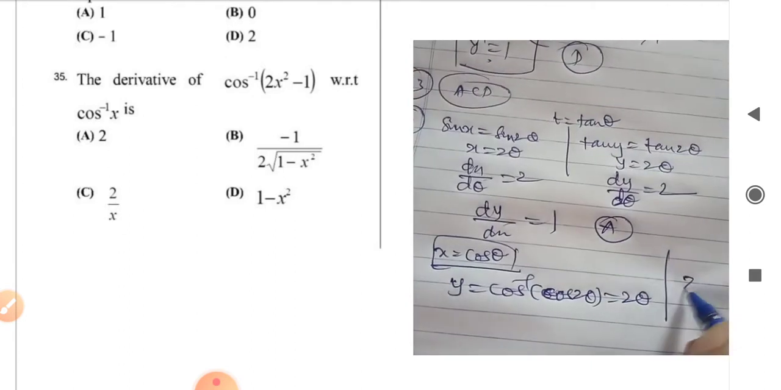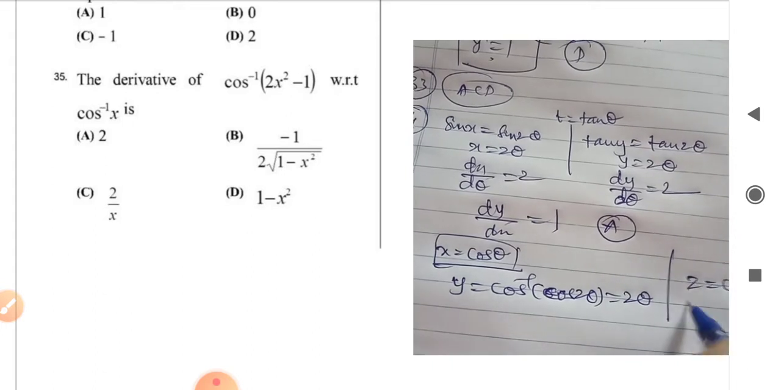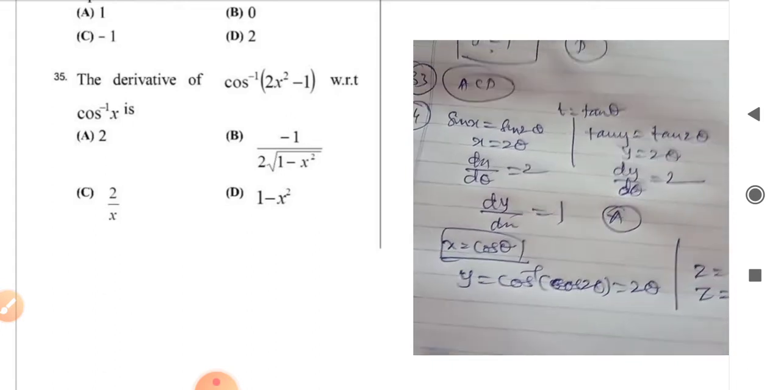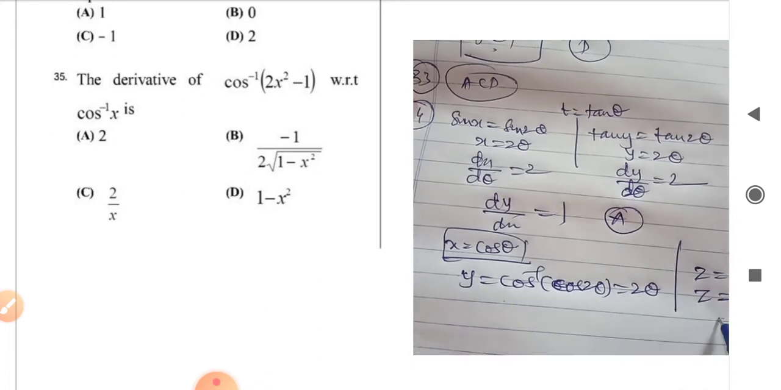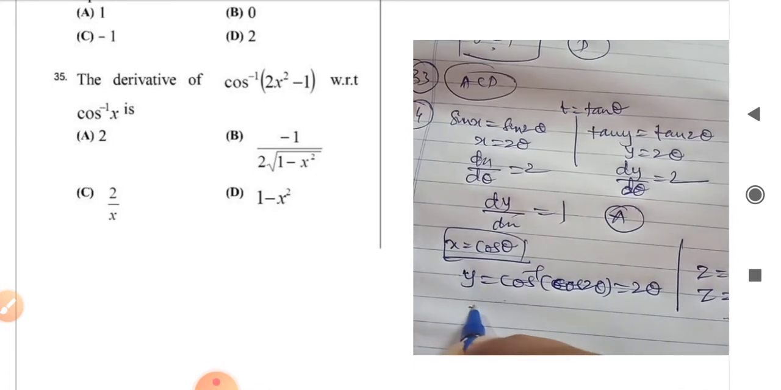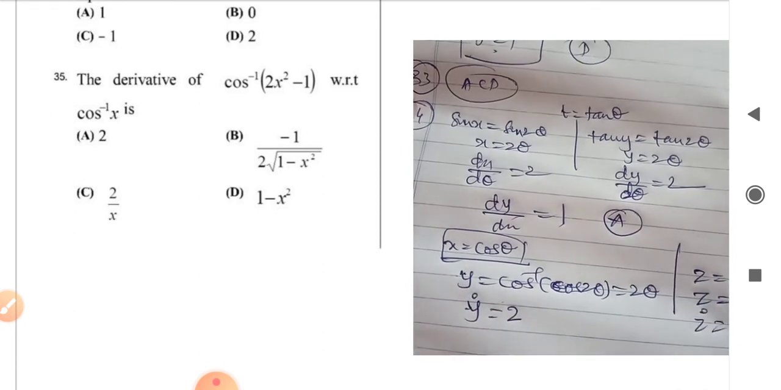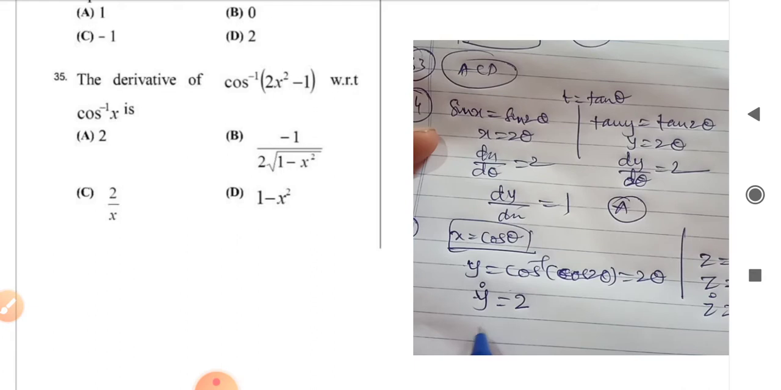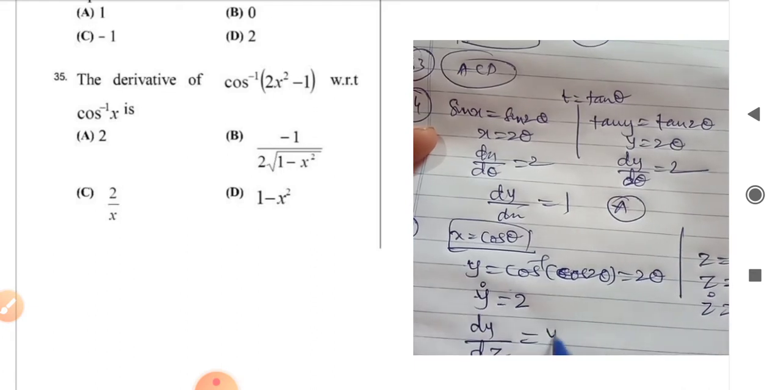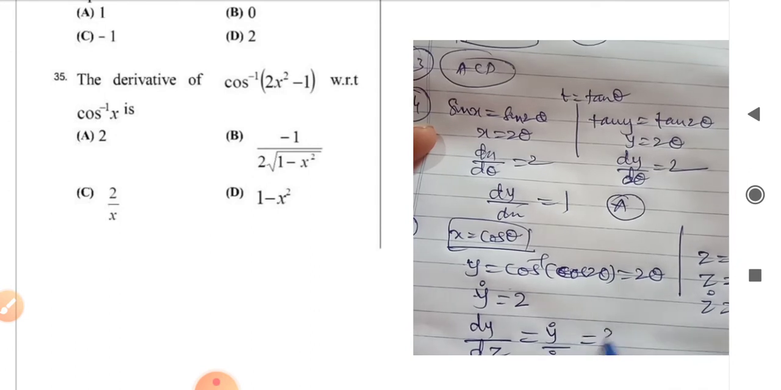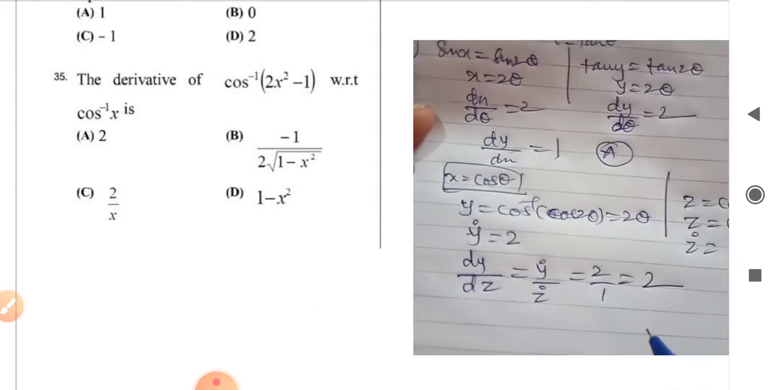And the second one, if I take z equal to cos inverse of x, that is z equal to theta. But they are interested in this function, means y with respect to z here. So therefore here y dot I take as 2, z dot I take as 1. So finally you get dy by dz, I will say y dot by z dot, simply 2 by 1, which is equal to 2.